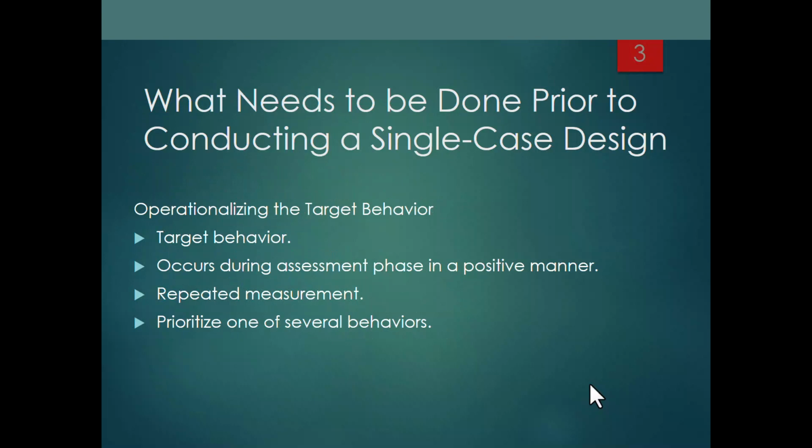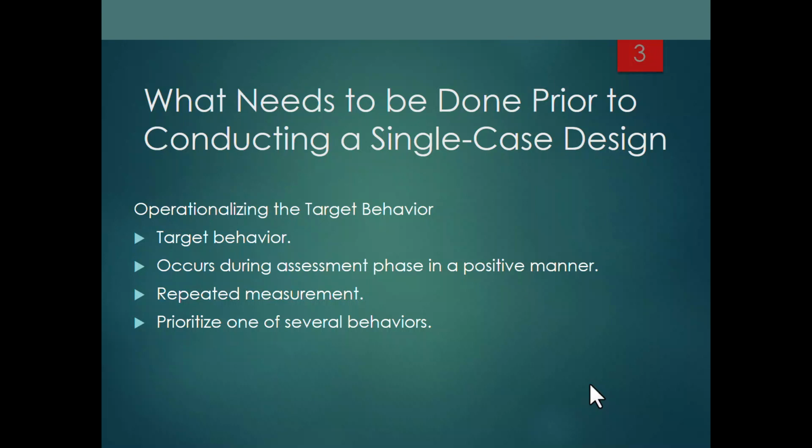So your target behavior is behavior that you and the client agree to work on during treatment. This is also your dependent variable. So in your single subject design paper, your target behavior is the behavior that you or your classmate, your partner, will work on during the treatment. So you want to operationalize your target behavior in a positive manner whenever that's possible. This occurs during the assessment phase.